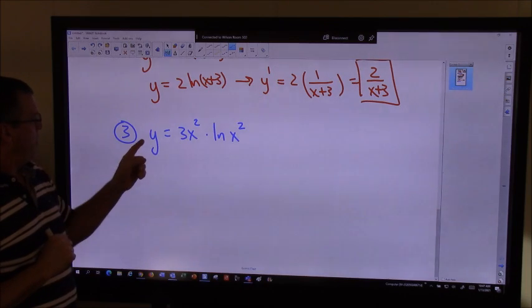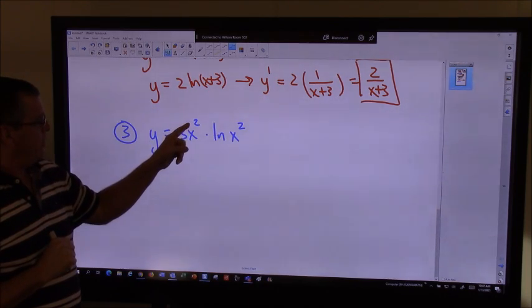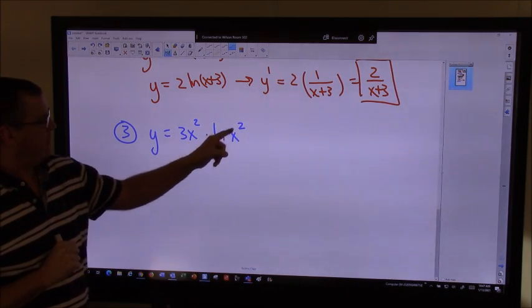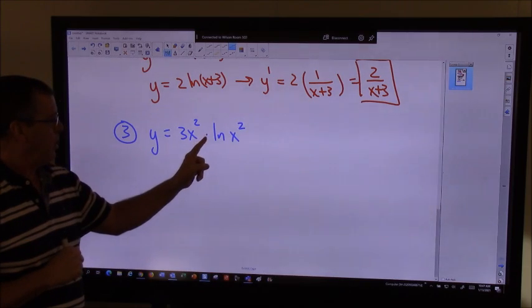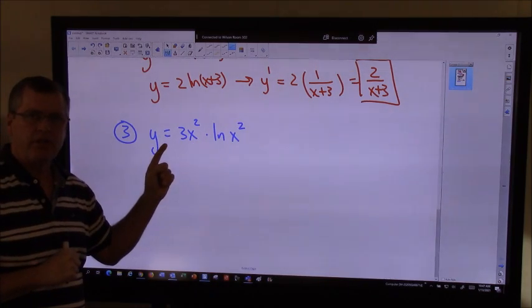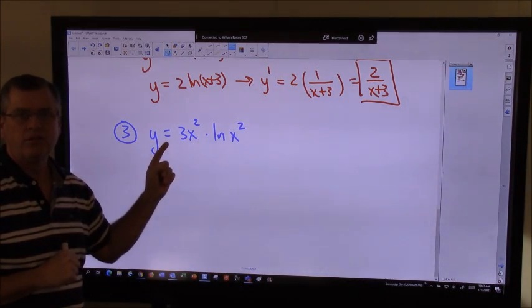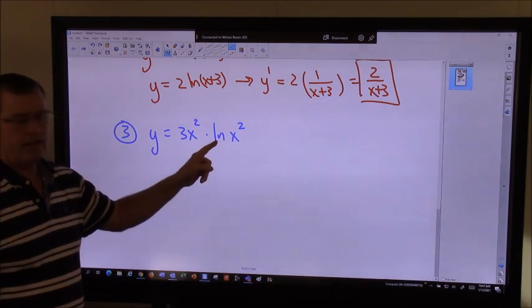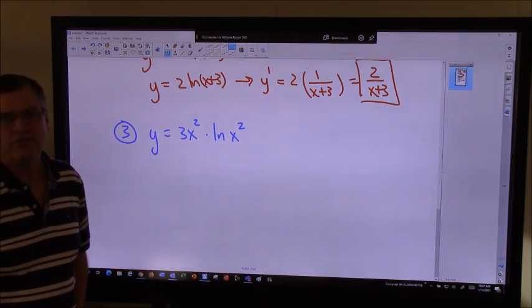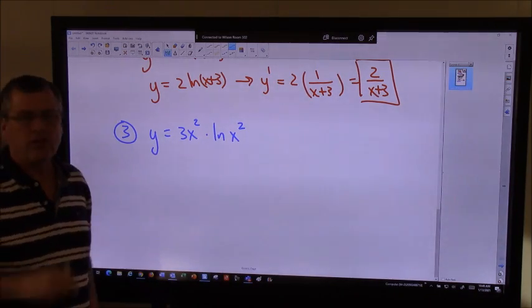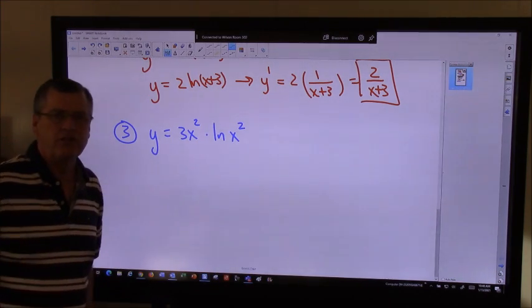All right, so this time I've got y equals 3x squared times natural log of x squared. I'm multiplying two different expressions. That means I have to use the product rule. But while I'm doing this, I've got this natural log in here now. So when I take the derivative of that piece, I'll use u prime over u. You guys go ahead and try it.